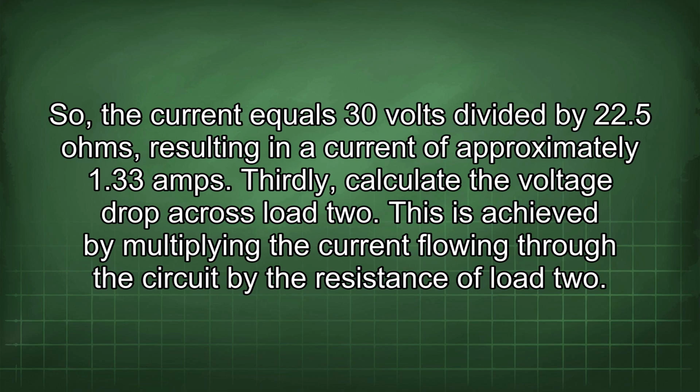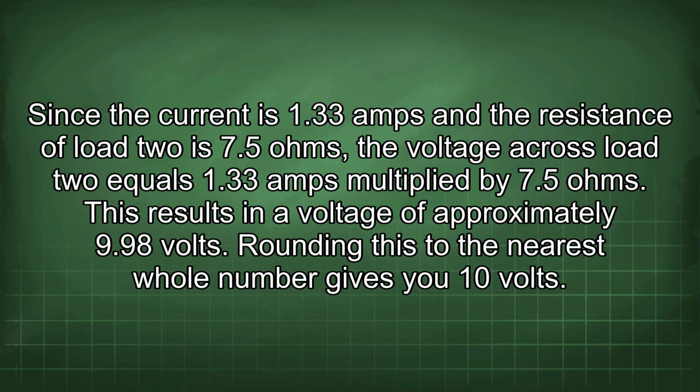Thirdly, calculate the voltage drop across load 2. This is achieved by multiplying the current flowing through the circuit by the resistance of load 2. Since the current is 1.33 amps and the resistance of load 2 is 7.5 ohms, the voltage across load 2 equals 1.33 amps multiplied by 7.5 ohms.